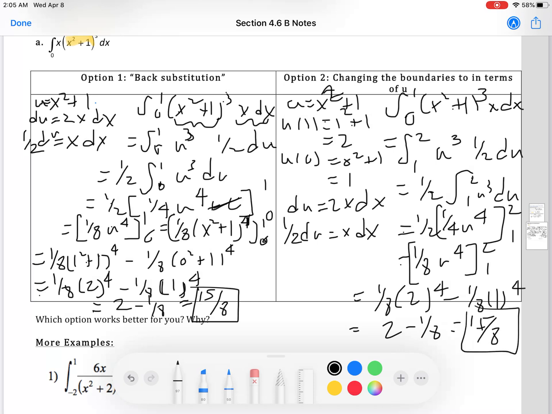What's nice about option 2 is you don't have to worry about going back and plugging in your x's and getting those really complicated expressions where you have to do a lot of order of operations. So why not just put those limits of integration in terms of u also and turn it into a much easier definite u integral where you can immediately evaluate the limits.